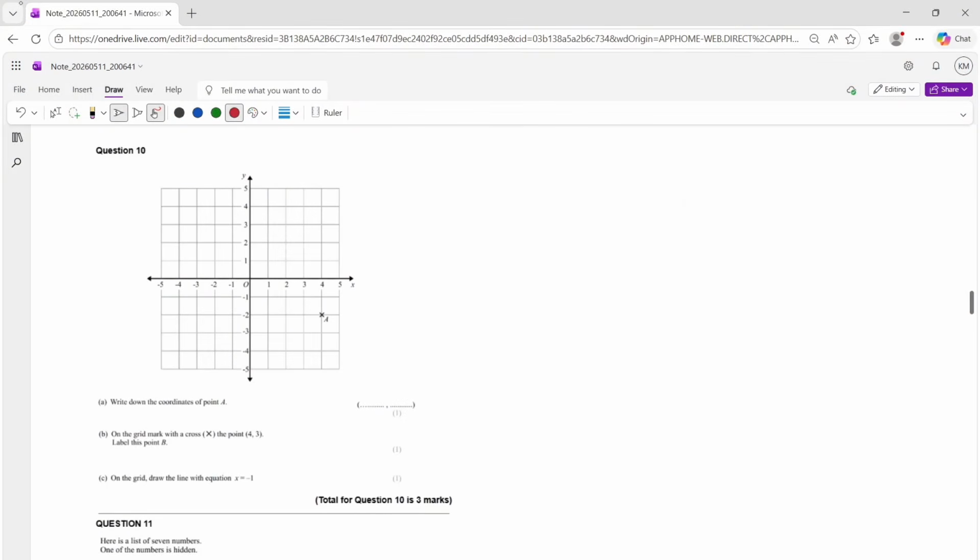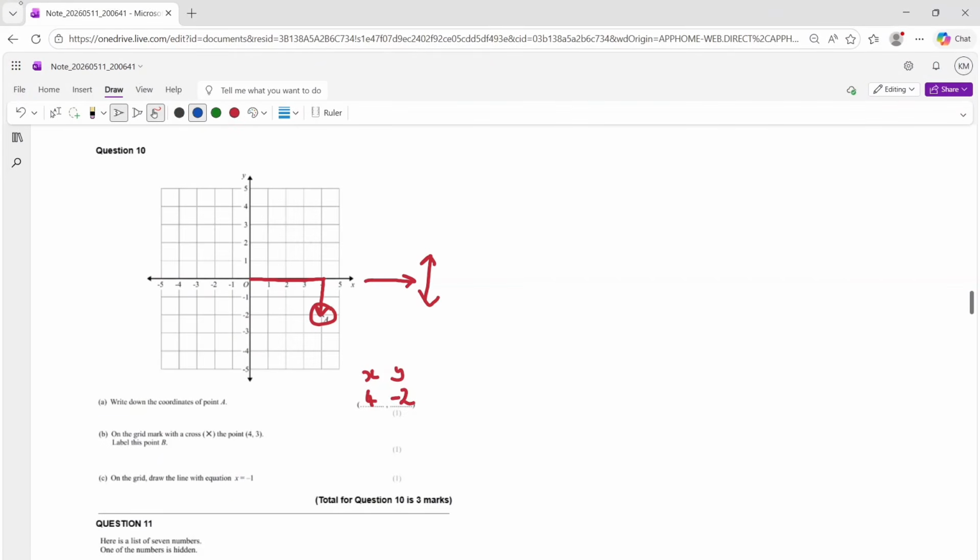So we've got question 10. And it's asking you to write down the coordinates of this point here, point A. So a common mistake students make here is to get the coordinates the wrong way round. You go along the corridor and then up or down the stairs. So if you start from 0 to get to my point A, you're going to go along 4 and then you're going to go down 2. So it's going to be 4, negative 2. So the x coordinate always goes first and then the y coordinate comes second.